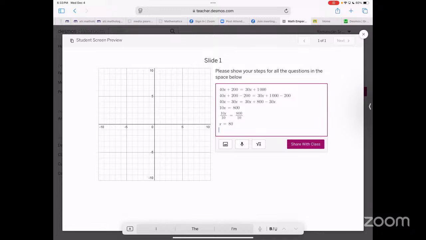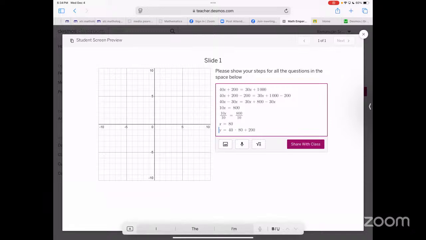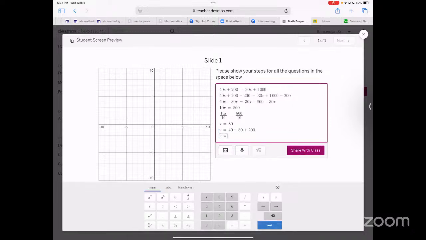Okay, I want you guys to use the math mod for each line. So now we got x is equal to 80. So then how do I get my y? I'm going to go back to my math mod to find y. So y is equal to 40 times x, with x equal to 80, and then plus 200. So going back to the math mod, y is equal to 8,200 plus 200, isn't it?